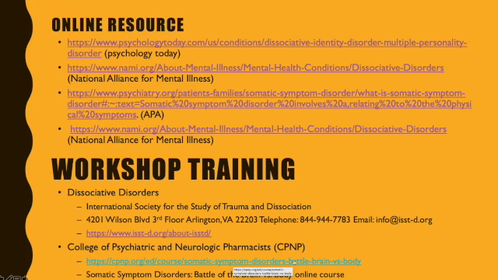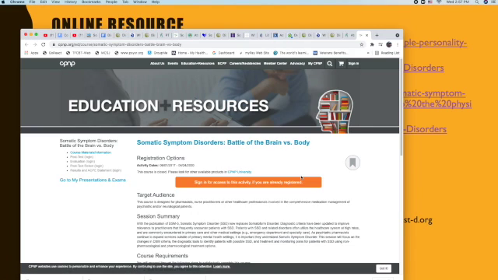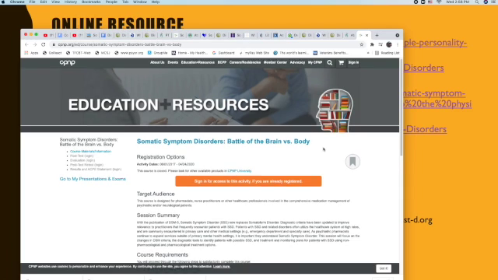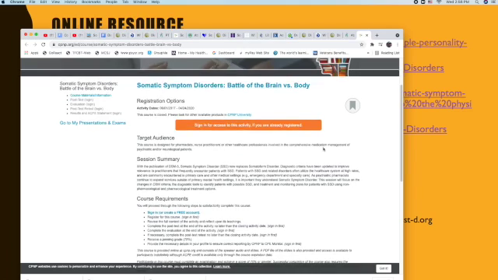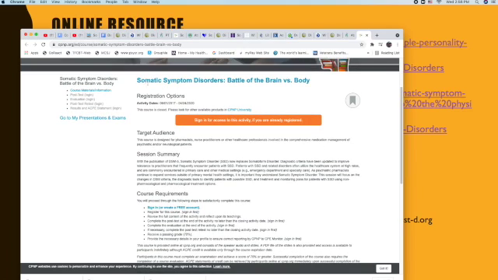And then for somatic symptom disorder, this is a resource that's found here. This particular organization was founded by some pharmacists, and they wanted to be able to provide the latest and greatest type of education on pharmacotherapy. But they also have courses that are laid out. And this is one of the courses here, Somatic Symptom Disorder: Battle of the Brain versus Body.